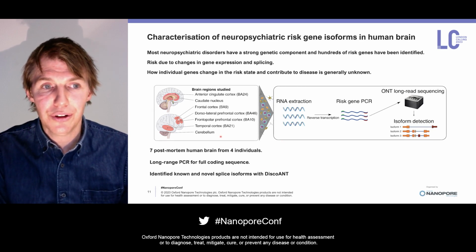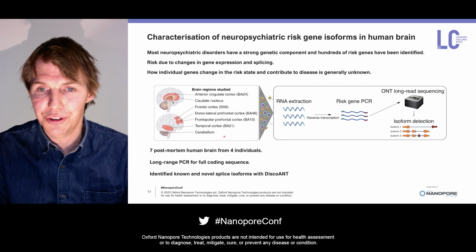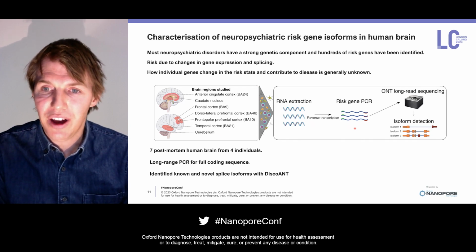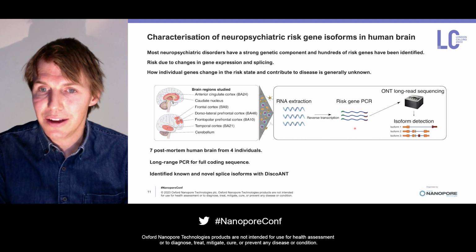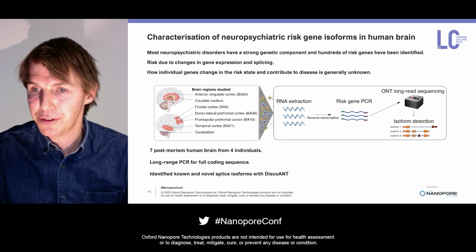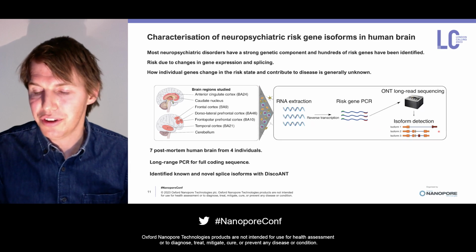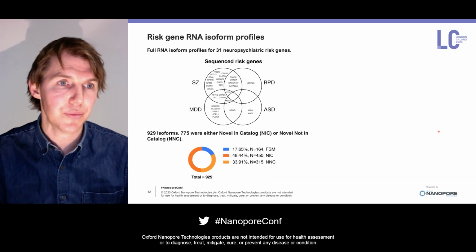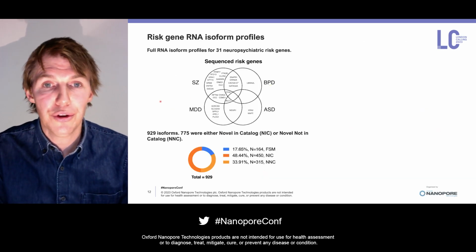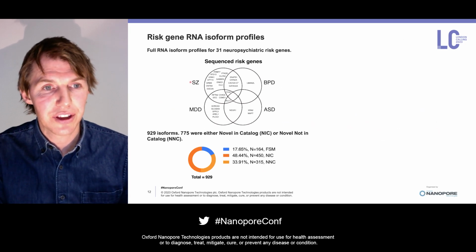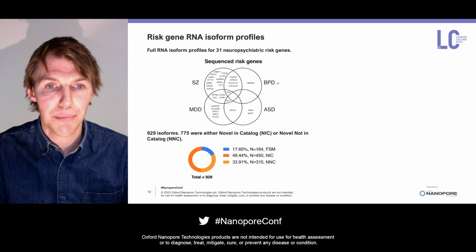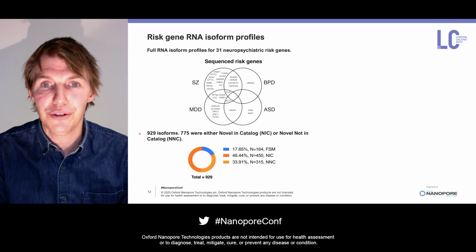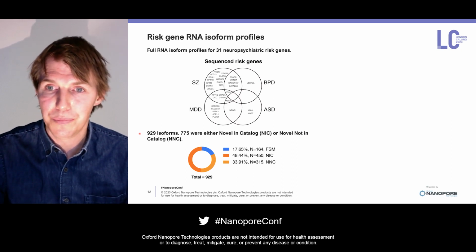We looked at 7 regions of post-mortem human brain from 4 individuals, and we did a long-read PCR so that we could amplify out pretty much the entire mRNA of each gene. We then did the long-read sequencing and then isoform detection and quantification with our tool Blaze to identify both known and novel isoforms. We looked at the isoform profiles for 31 neuropsychiatric risk genes. These genes were risk for schizophrenia, depression, bipolar, and autism. In total, we found over 900 different isoforms from these 31 genes. The vast majority of them were novel.